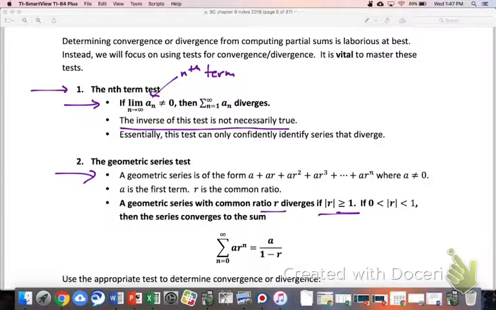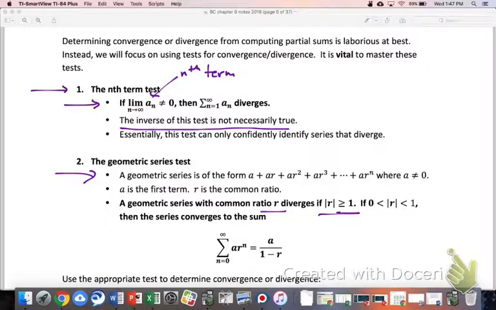So I would say the nth term test is like the super negative coach or person that only tells you when you do bad stuff. The geometric series test is more balanced. It'll say, well, hey, you know what? You did a great job, you converge. Not so good, you're diverging. It'll tell you both ways. So the geometric series test is pretty balanced.